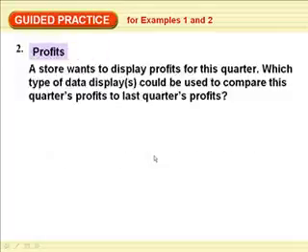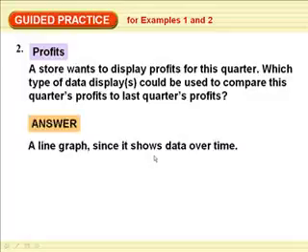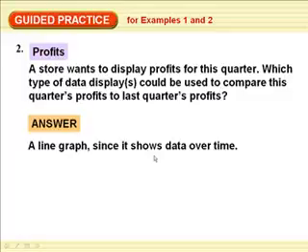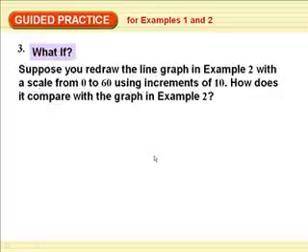A store wants to display profits for this quarter. Which type of data display would be used to compare this quarter's profit to last quarter's profit? Probably a double line graph. I would put this quarter in one color and maybe last quarter's in another color and put it in a line graph. That's the data over time. So that's why I think I would use that. Line graph, yep. Line graph because it shows data over time.